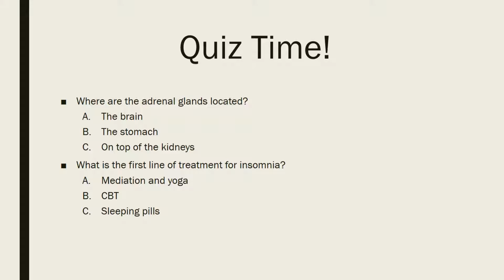Number 4, where are the adrenal glands located? A, the brain, B, the stomach, or C, on top of the kidneys? And number 5, what is the first line of treatment for insomnia? Is it A, meditation and yoga, B, CBT or cognitive behavioral treatment, or C, sleeping pills?